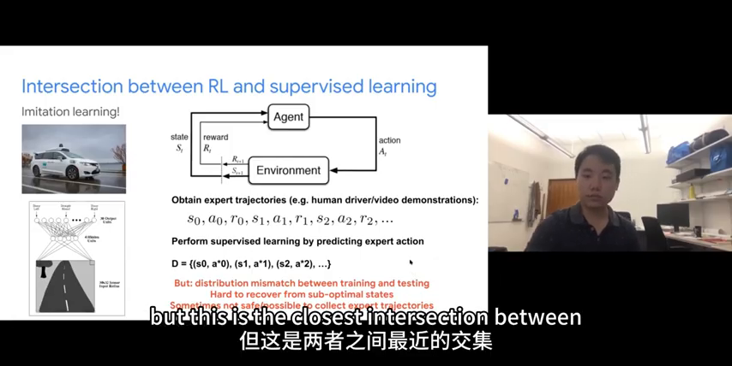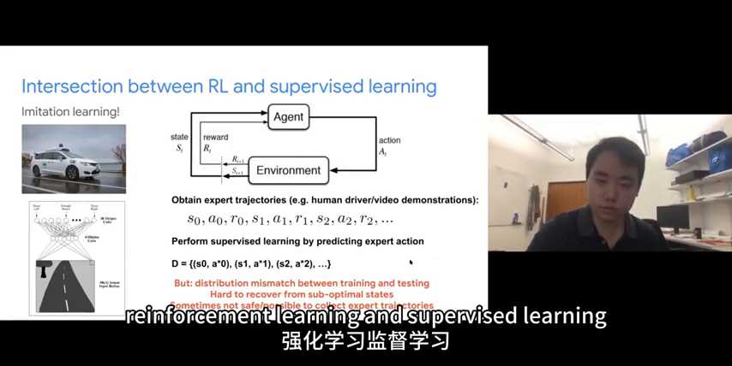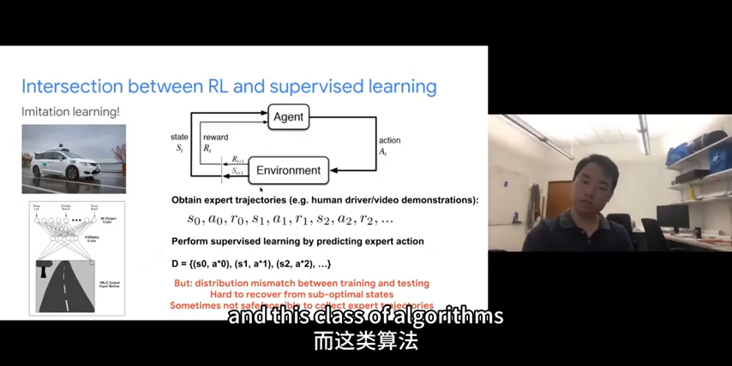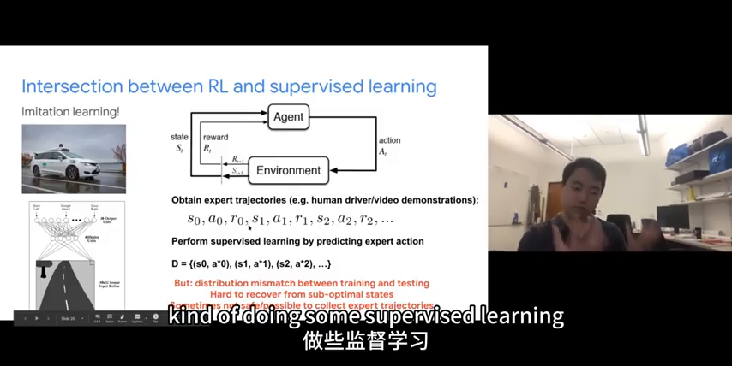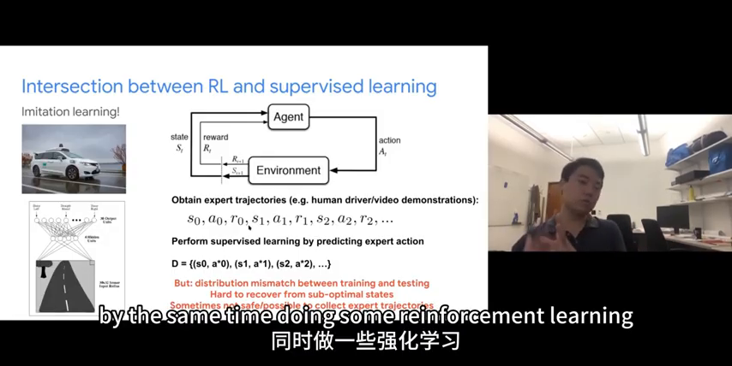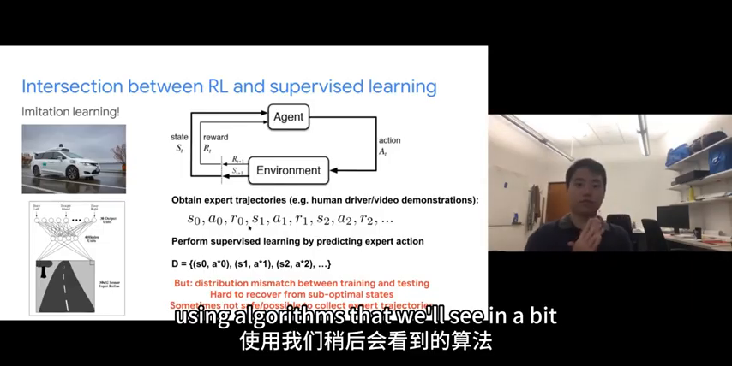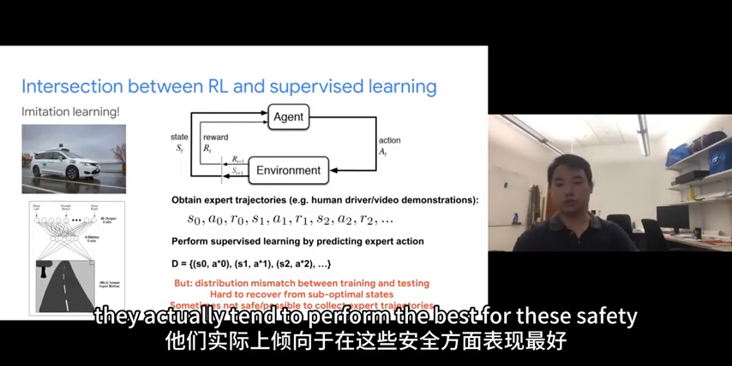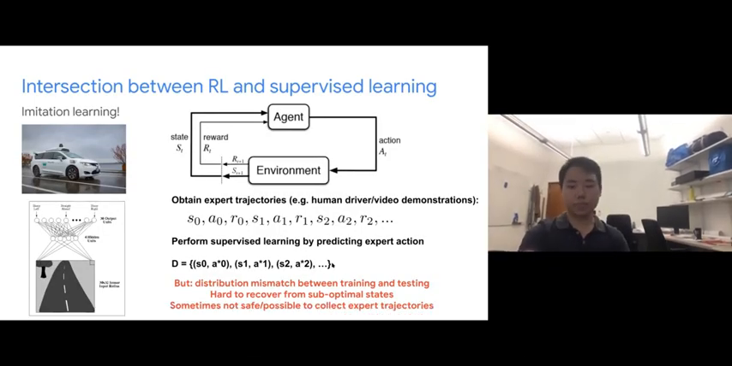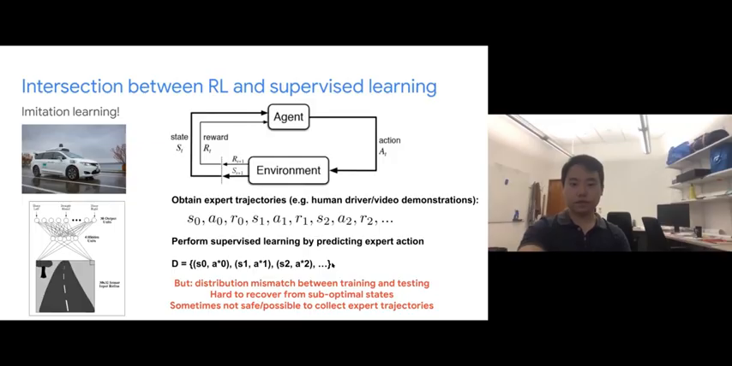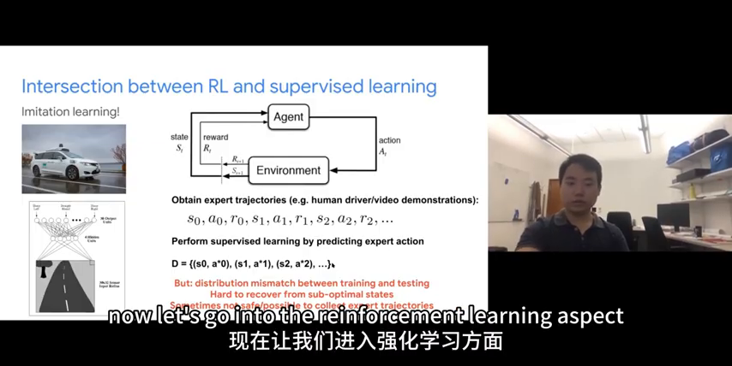But this is the closest intersection between reinforcement learning and supervised learning. This class of algorithms, taking some information from human experts, kind of doing some supervised learning, but at the same time doing some reinforcement learning using algorithms that we'll see in a bit, they actually tend to perform the best for these safety critical real world applications. But yes, now let's go into the reinforcement learning aspect.